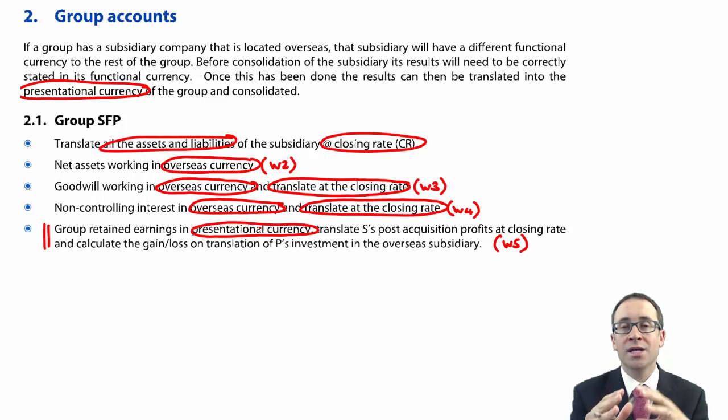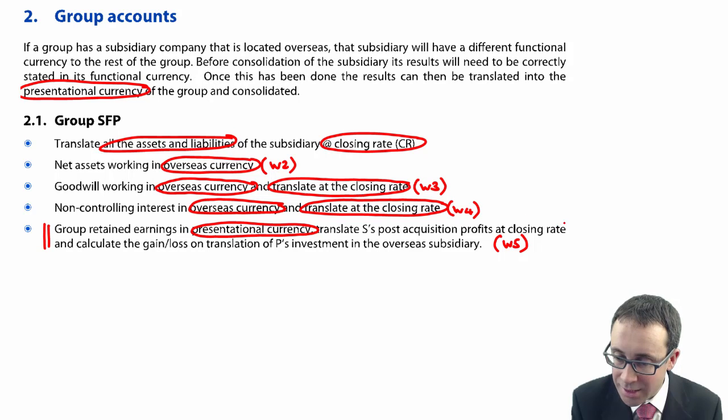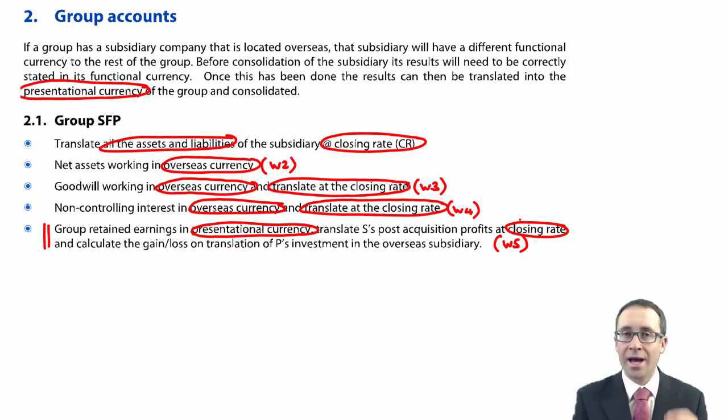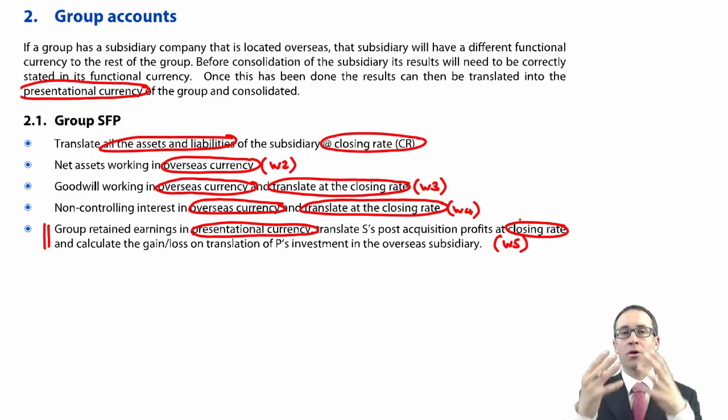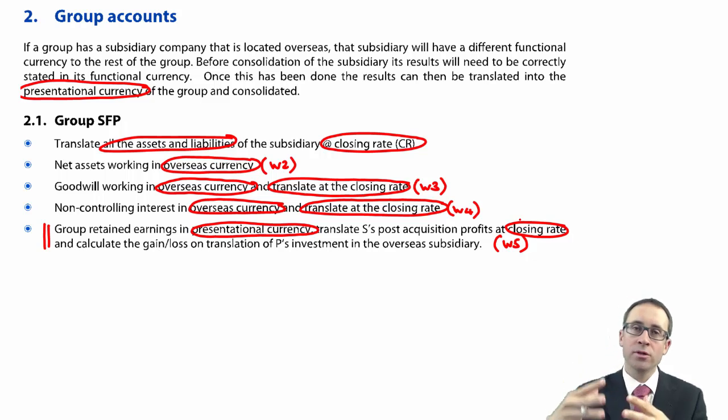But be careful, when you take your share of S's post-acquisition profits, we need to translate that at the closing rate before we take our share. So when you take the post-acquisition profits from working 2, you need to translate them at the closing rate before you then take our share.